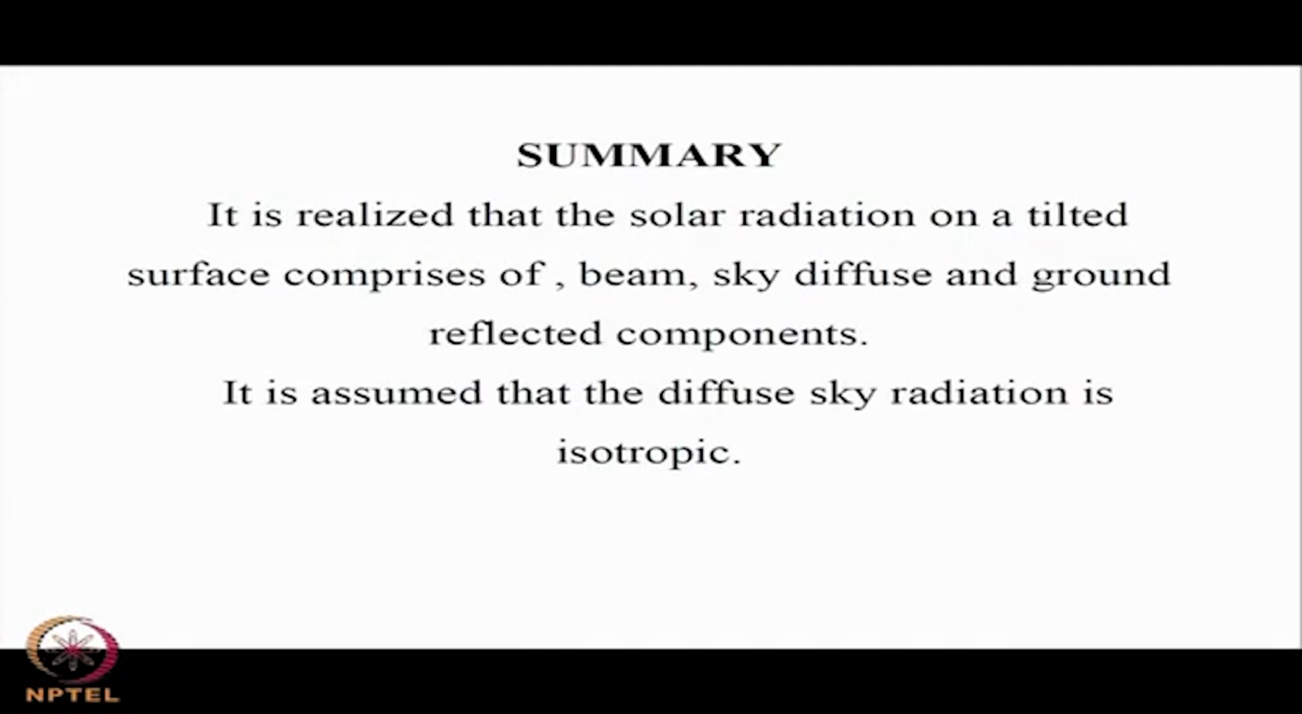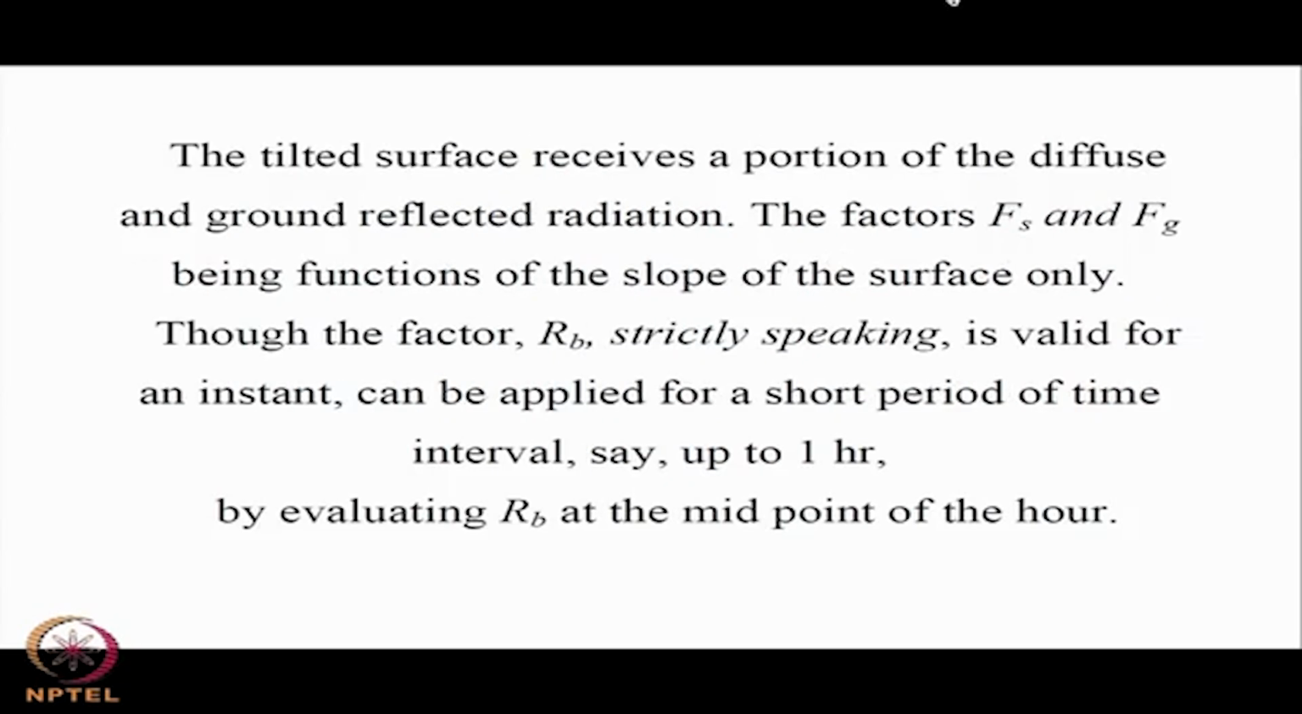So, if we summarize, solar radiation on a tilted surface comprises of beam, sky diffuse and ground reflected components, and it is assumed that this sky diffuse radiation is isotropic and the tilted surface receives a portion of the sky diffuse and the ground reflected radiations. And though the R b factor is strictly to be calculated for an instant, without significant or almost zero loss of accuracy, you can calculate at the midpoint of the hour.